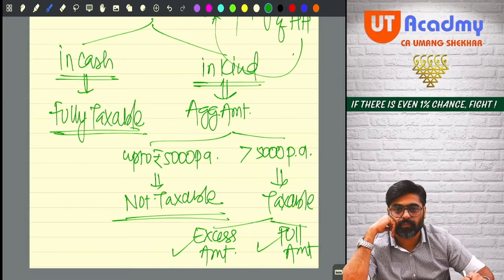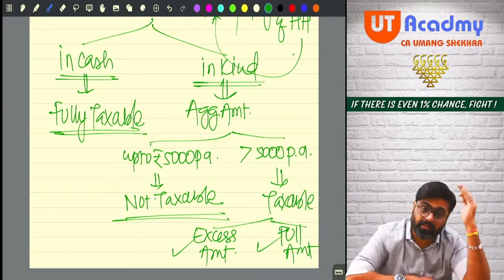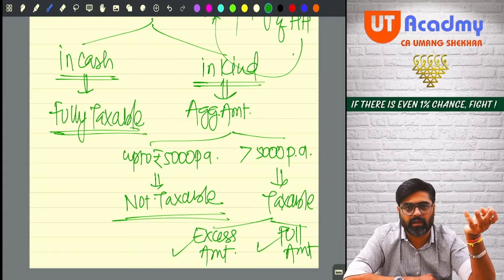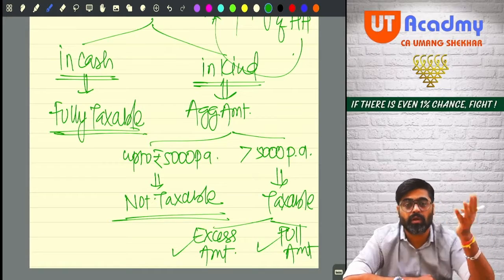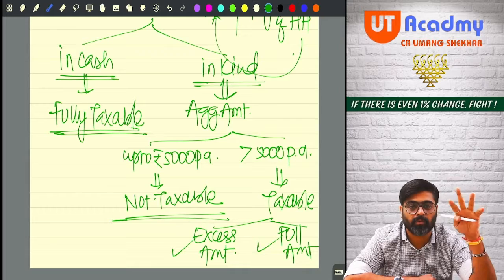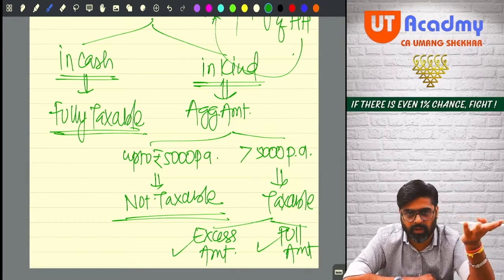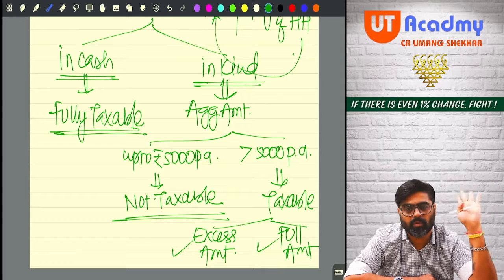Hello sir, can you charge the excess over and above 5000? Yes, that is also correct. Can you charge the entire amount of gift? Yes, that is also correct. Because if the rule is silent and I have to tax an amount, I can tax full also, I can tax excess also. If you don't want us to tax any of these two amounts, you tell us what to do. If your rule is not saying, we are free to do anything. Hello sir. So what will we do in our solutions? We will charge the full amount.